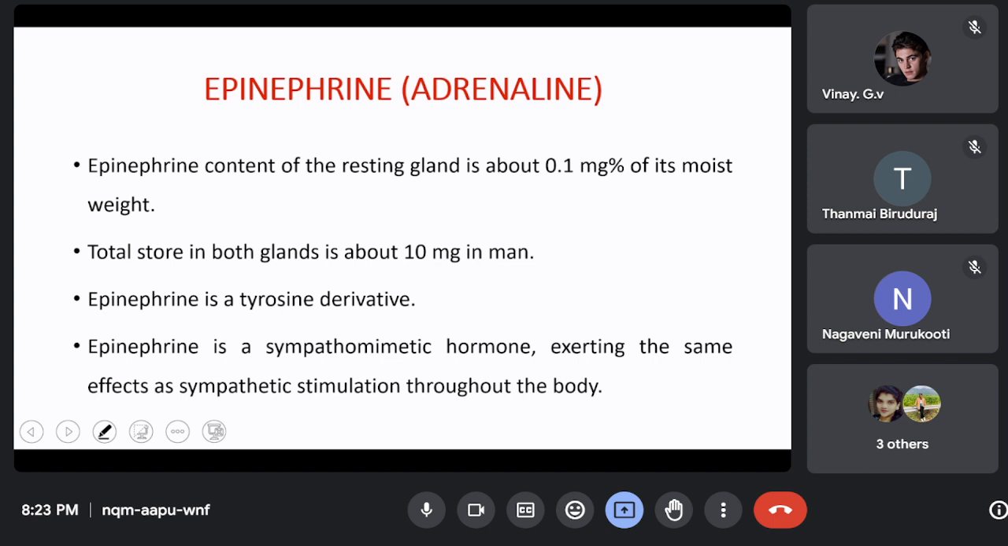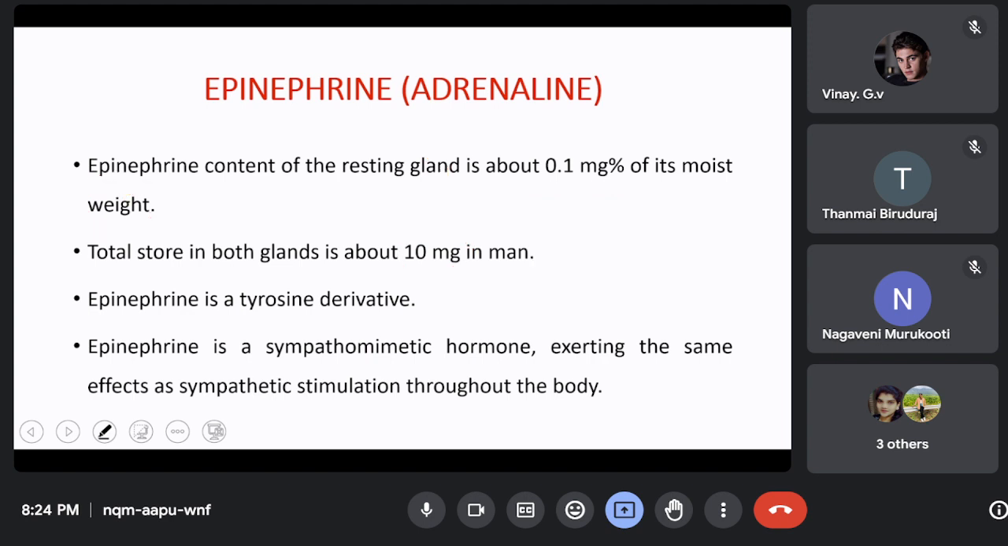And coming to first, the epinephrine, which is also called adrenaline. Epinephrine content of the resting gland is about 0.1 milligrams percentage of its moist weight. This question will not be asked in the examination. Leave about it. Total store in both glands is about 10 mg in human beings, especially man. And this is also not asked in the examination.